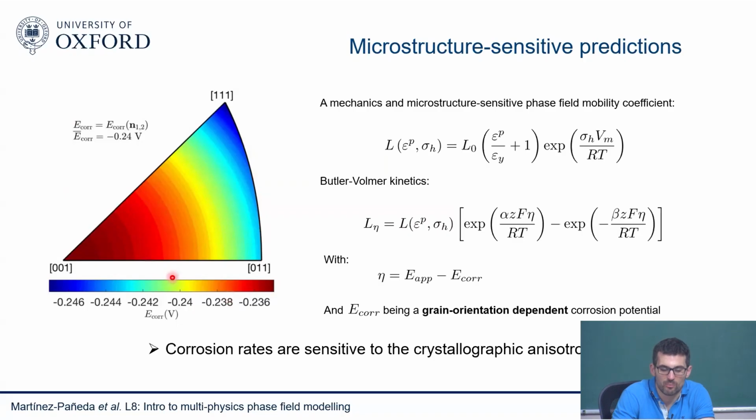To do that, we develop, I would say, a mechanics and microstructure sensitive phase field mobility coefficient. So you have here the mechanical term. Now you consider Butler-Volmer kinetics, and you define the overpotential as a function of a grain orientation dependent corrosion potential. Butler-Volmer kinetics are very typical in these kinds of electrochemical problems. And this is the dependency, which is based on experiments, basically. They did some experiments for different orientations, and they measured the degree of corrosion, and you can fit those experiments. You can determine the orientation of your grain, and then you can bring this into the picture.